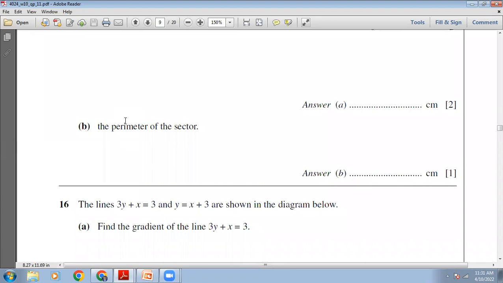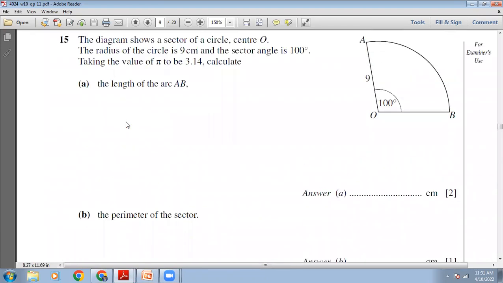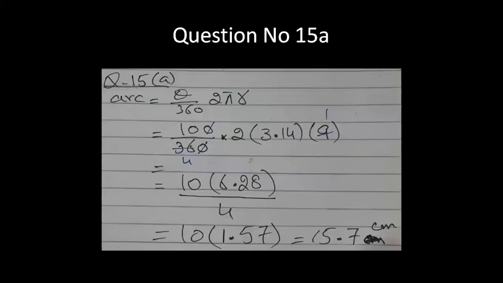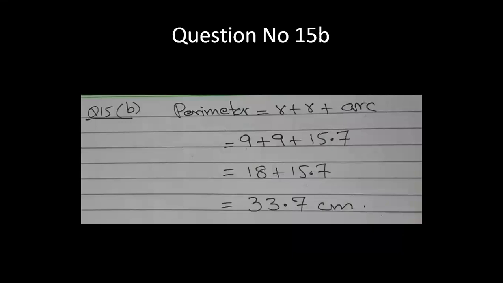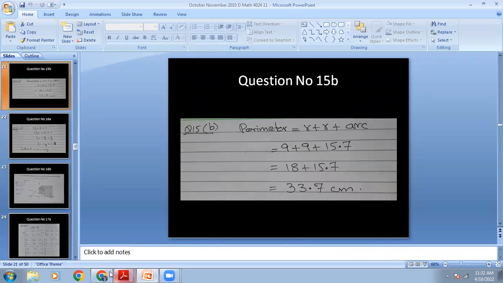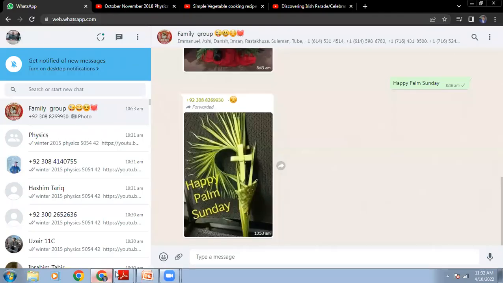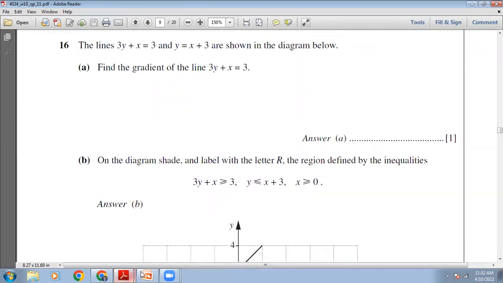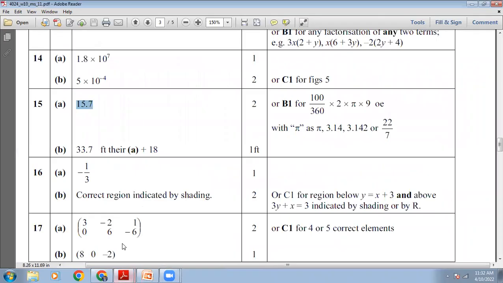Then the question is find the perimeter of the sector. You know the perimeter of the sector is radius plus radius plus the arc. So the radius is 9, the radius is 9, and the arc is 15.7. So it will be 18 plus 15.7, and that will be 33.7 centimeters. So our answer is right.